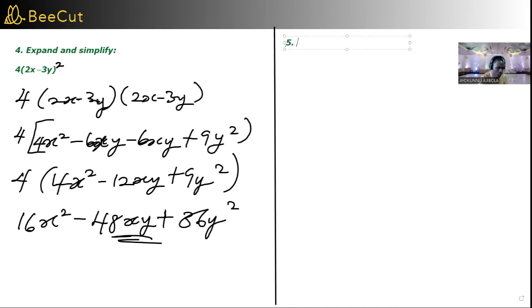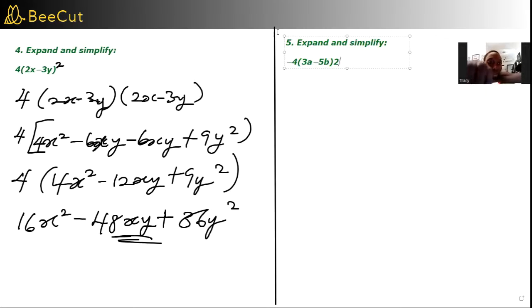How did you get 9y squared? I multiply 3 times 3 is 9. Minus times minus is plus. Okay? Then y times y is y squared. But there's 2 of 6xy there. 6 plus 6 is 12. And that's where I get 12xy. Any other question?